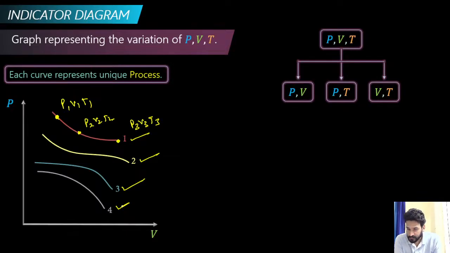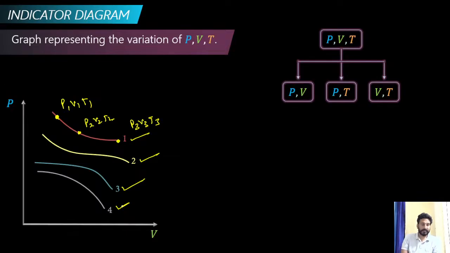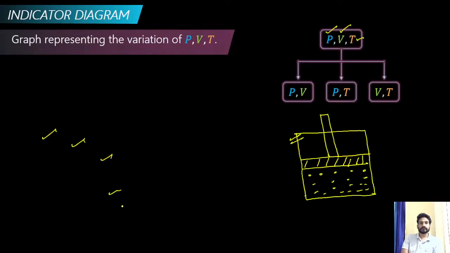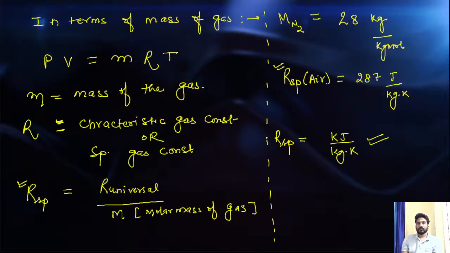Sir, how did you denote the R specific of air value? Nothing, just denote it. I wrote R specific and in brackets wrote air. I just wrote air like that. Okay. Just divide 8.314 by the molecular mass of the air, and you will get this value. Right?